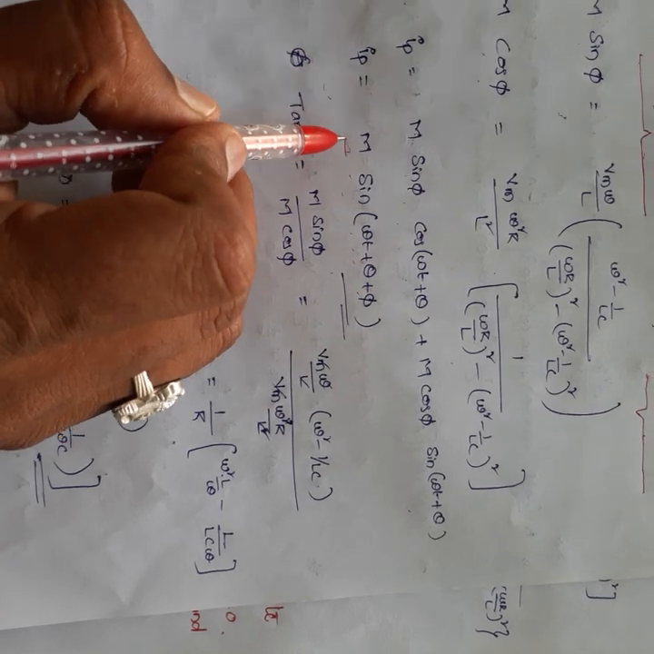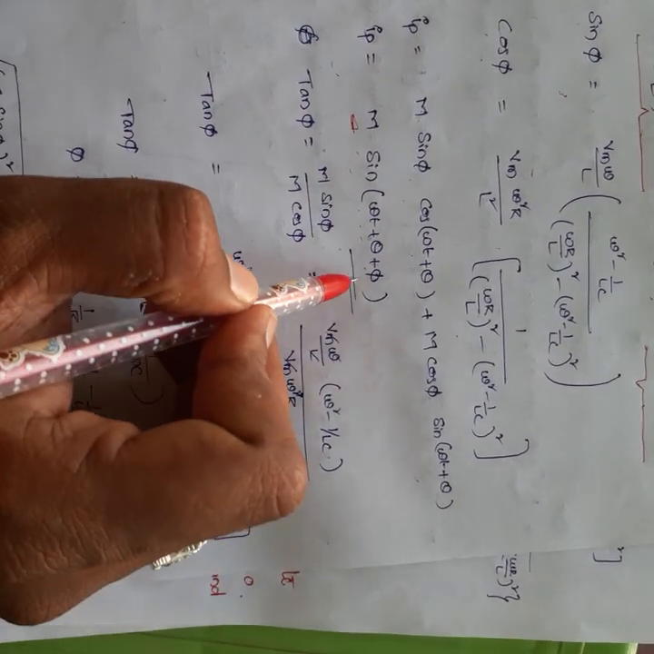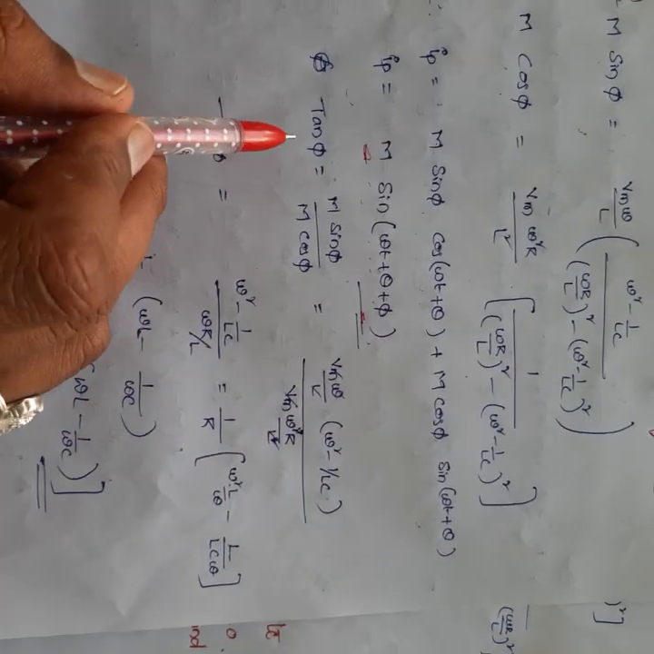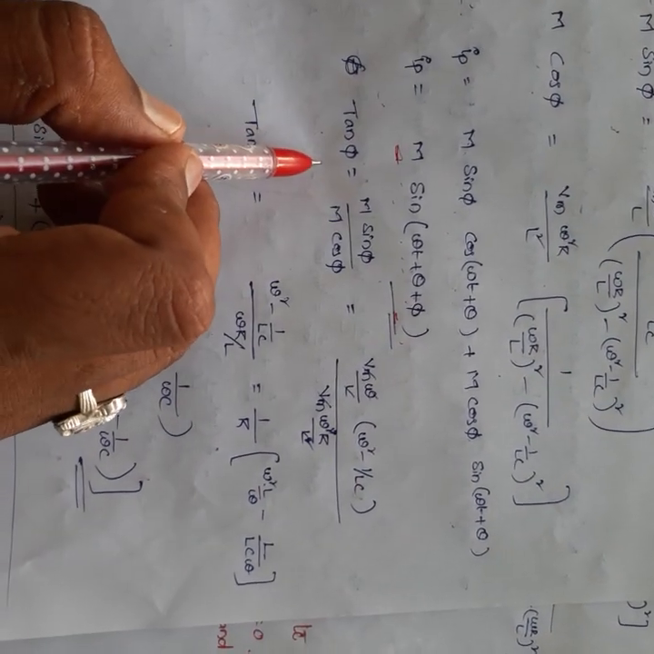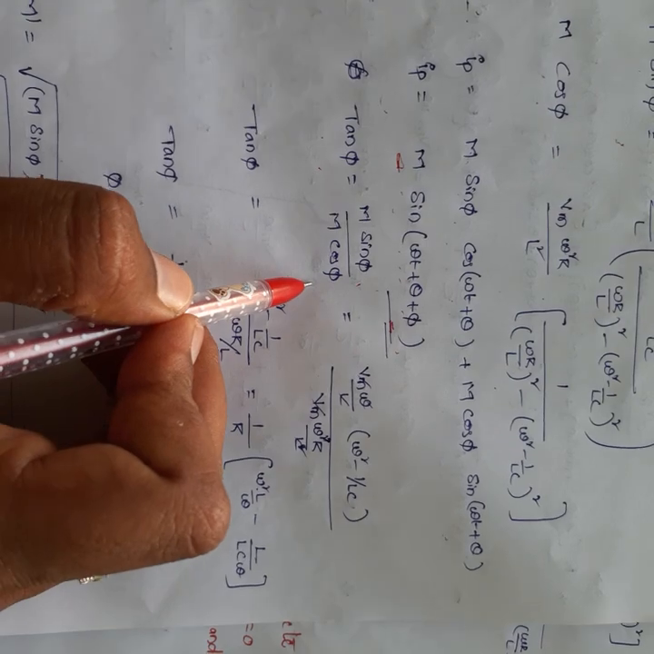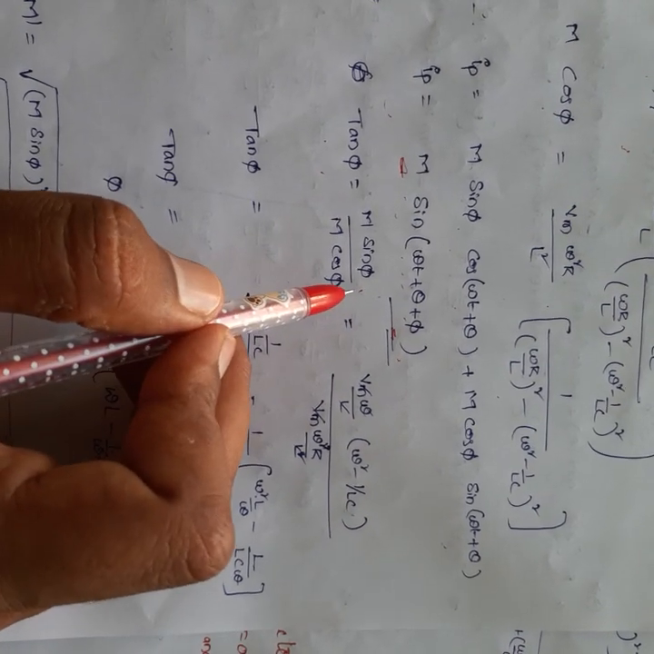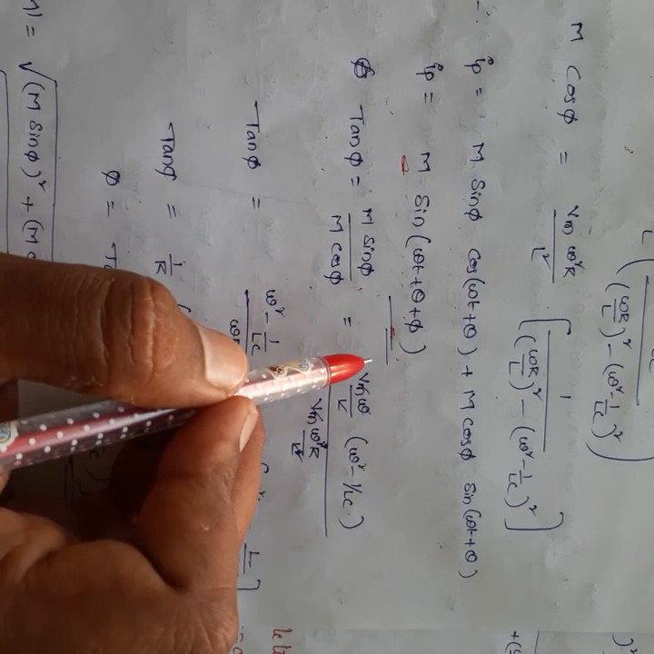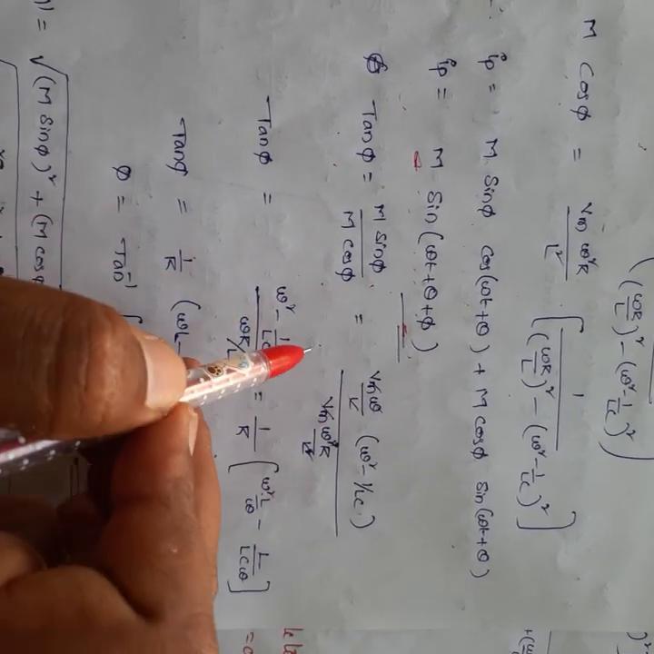So what is m? It is a magnitude value. What is phi? It is a phase angle value. So how to calculate the phase angle? Simply from that, where tan phi equals m sin phi by m cos phi. The m's cancel, then sin phi by cos phi gives the tan phi value.